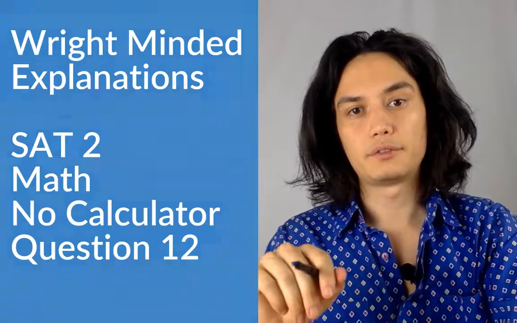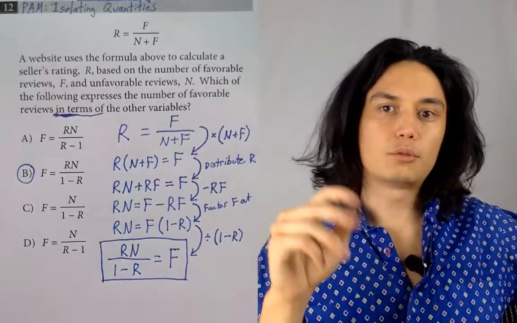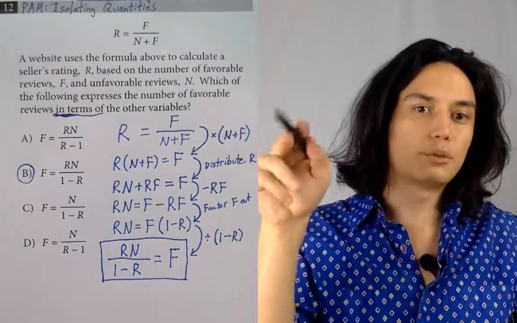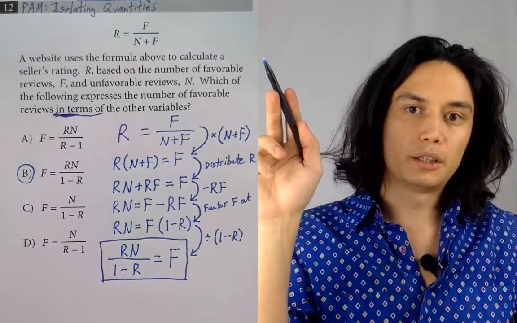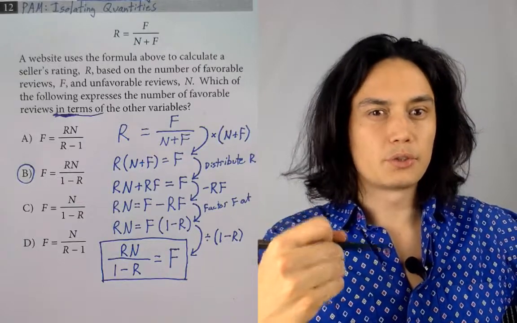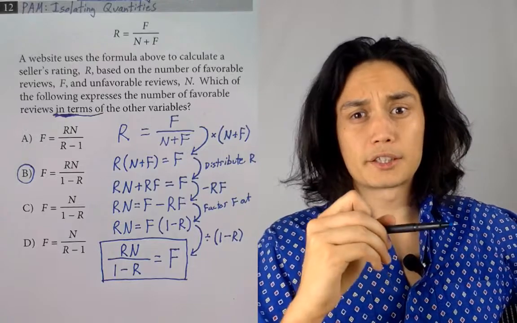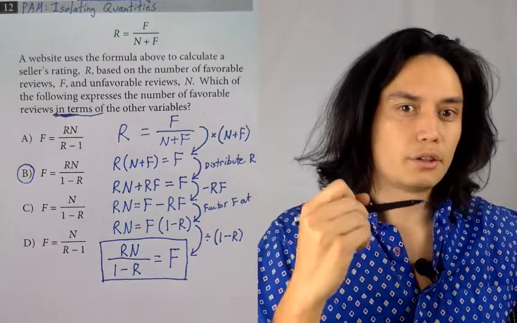question number 12. It starts off by giving us this equation up top, r equals f divided by n plus f, and then it gives us an English language explanation of what that equation means. A website uses the formula above to calculate a seller's rating, r, based on the number of favorable reviews, f, and unfavorable reviews, n. Which of the following expresses the number of favorable reviews in terms of the other variables?